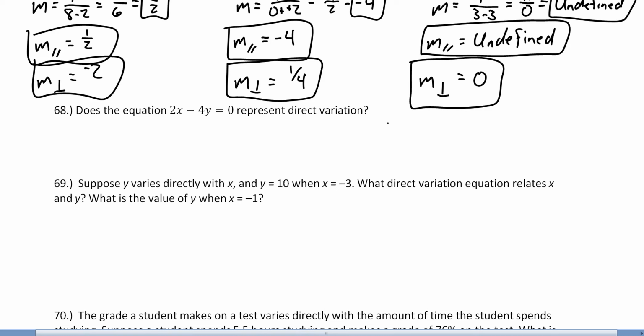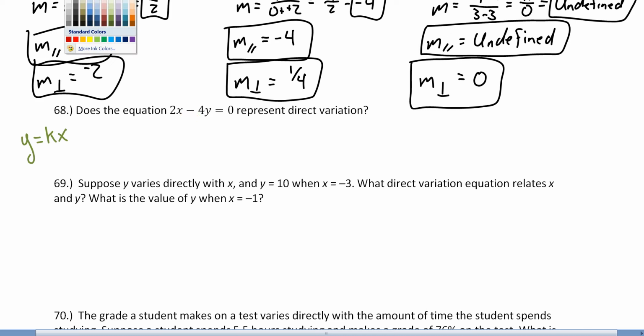The next one, it says, does the equation represent direct variation? And so all I have to do here is solve for y. Remember, direct variation would be in the form y equals kx. It's essentially a slope-intercept type of equation that goes through 0, 0. It's a line that goes through 0, 0. So it's y equals mx plus b where b is 0. So we call it y equals kx.